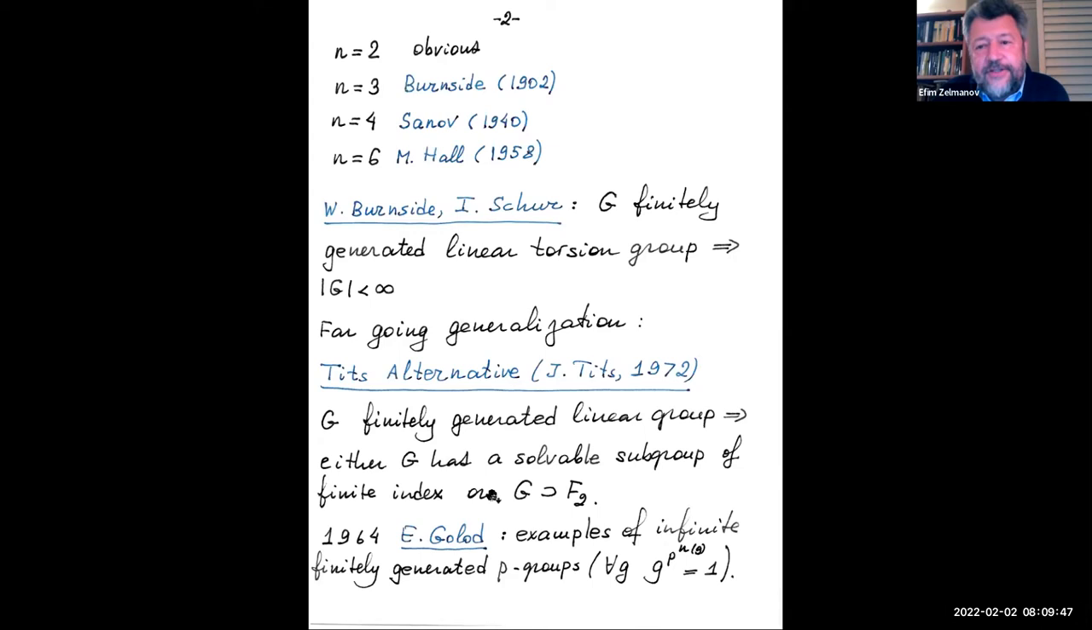This problem stimulated a lot of research in the 20th century. In 64, Golod constructed counterexamples to the general Burnside problem. He constructed finitely generated infinite torsion p-groups. So for a fixed prime number p, every element had an order which was a power of that number p. His examples were based on a criterion of Golod and Shafarevich. So sometimes these examples are attributed to Golod and Shafarevich.